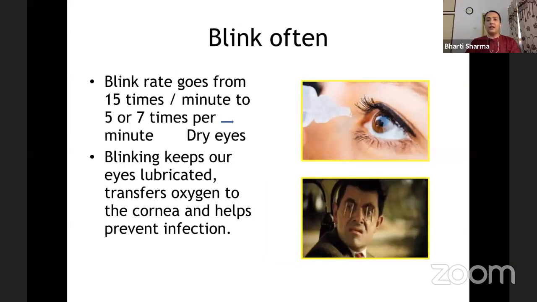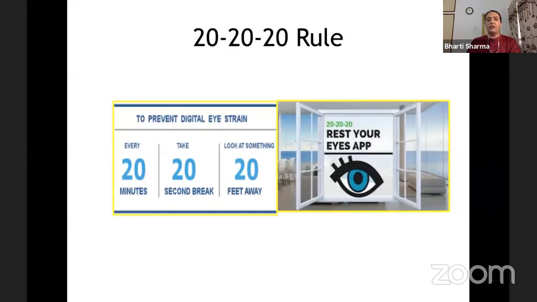One thing I would like to tell you: don't forget, when you stare at the computer screen, we get dry eyes. So we have to remember to blink often. Normally the blink rate goes from 15 times a minute to 5 to 7 times per minute, so it causes dry eyes. This is not any pathological problem in your eyes. It's just that we are staring so much at the computer that we forget to blink. When we blink, it keeps our eyes lubricated. It transfers the oxygen in your tear film to the cornea and helps prevent infection. Otherwise, you will get so tired that you have to keep your eyes open like Mr. Bean is doing.